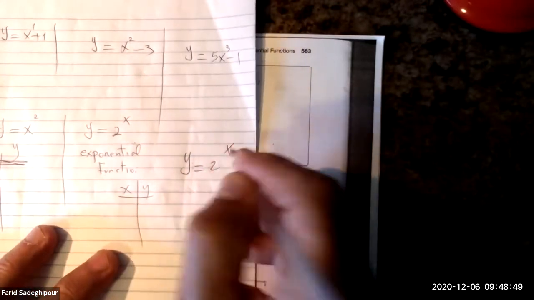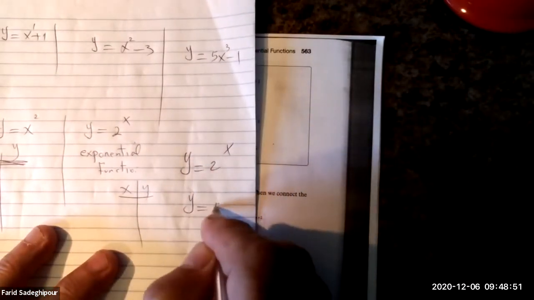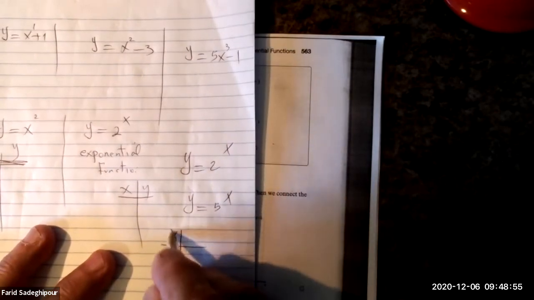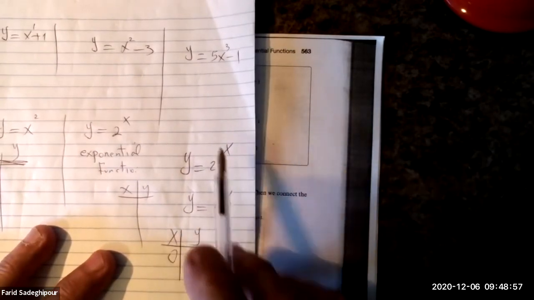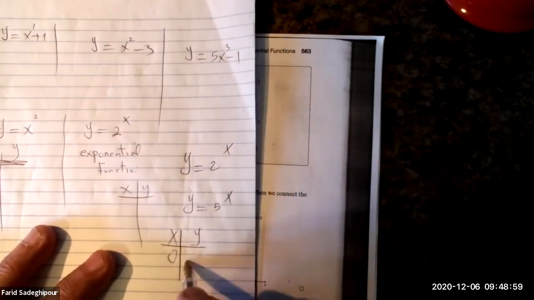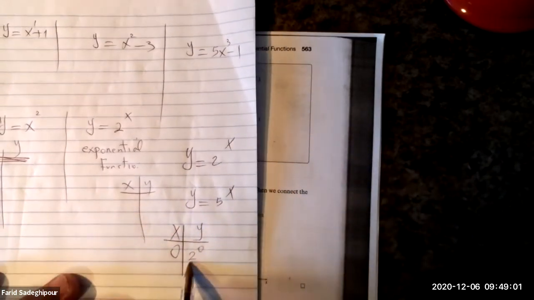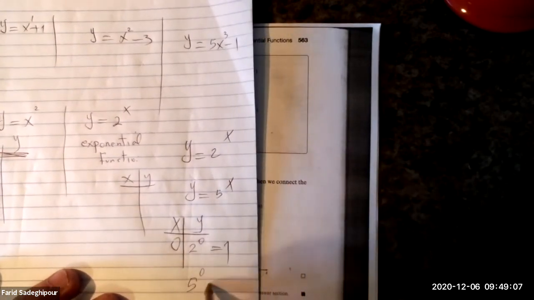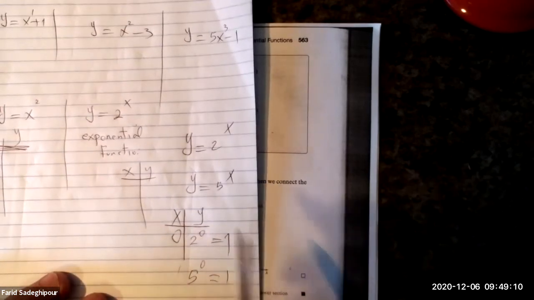Because when you have any number to the power of x, when x is 0, when you put 0 here, what is 2 to the power of 0? If you use your calculator, any number to the power of 0 is always 1. Like on this one, when you put 0, what is 5 to the power of 0? Use your calculator: 1, 1, 1.